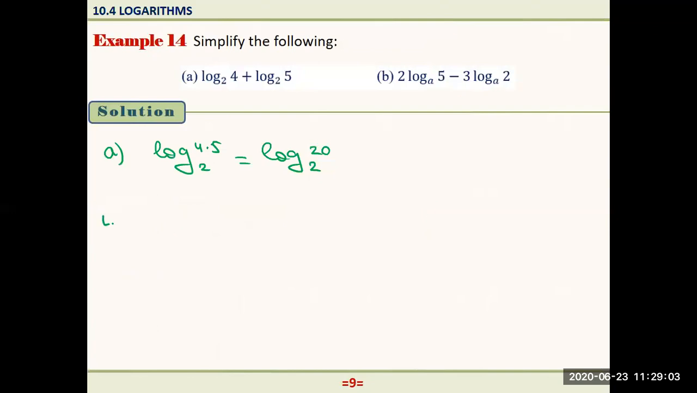The second one, B. Using the third property, I can bring this here. I can write it as logarithm of 5 squared minus logarithm of, in the base, 2 cubed. Here the bases are the same, and here we have division. Using the second property, I can write it as logarithm of 5 squared, which is 25, divided by 2 cubed, that is 8, to the base a. That's all. Here we have logarithm of 25 over 8 to the base a. Simplified.